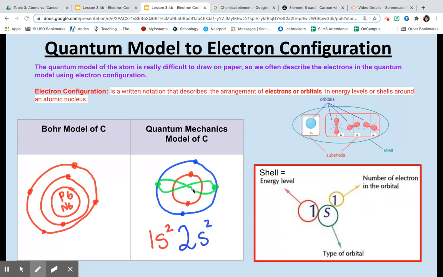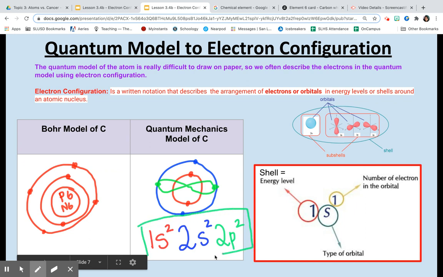What about these electrons in green? Well, we're still in the second ring. So here, 2, but this time they're moving in a different shape. They're not moving in a spherical shape. They're moving like one of these. So we call that P. And how many electrons do you have moving in this shape? Well, you have 2. So 2p2. So this whole thing describes the electron configuration for the quantum atomic model of carbon.